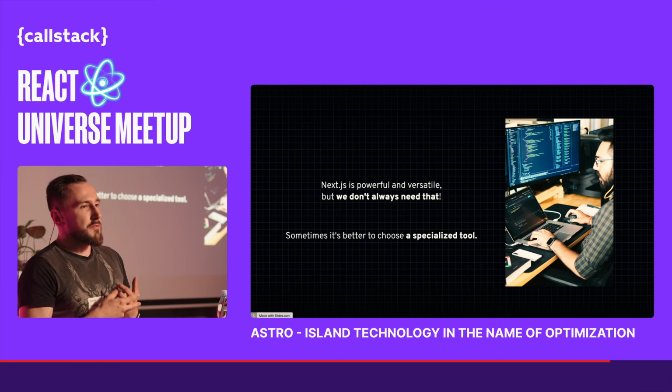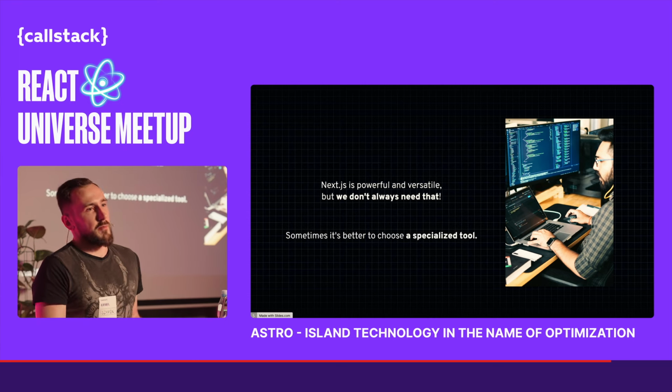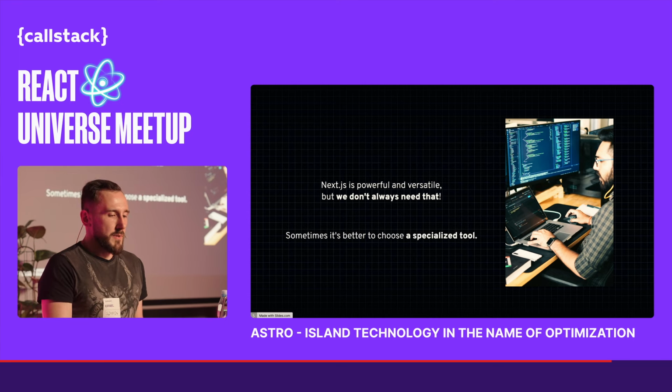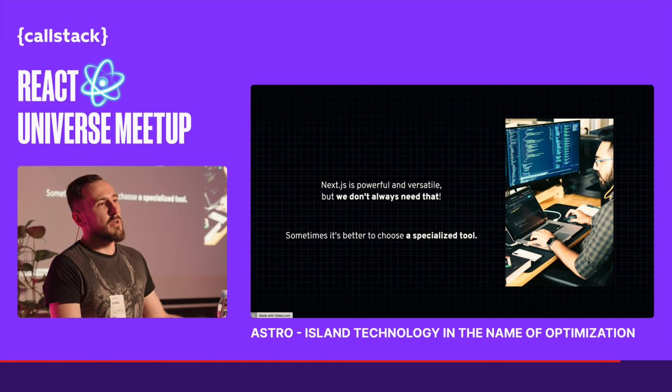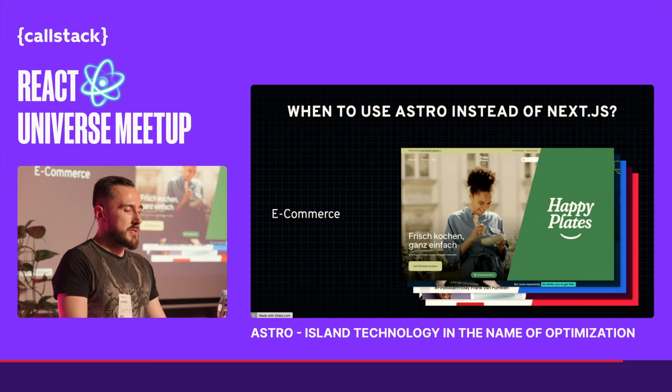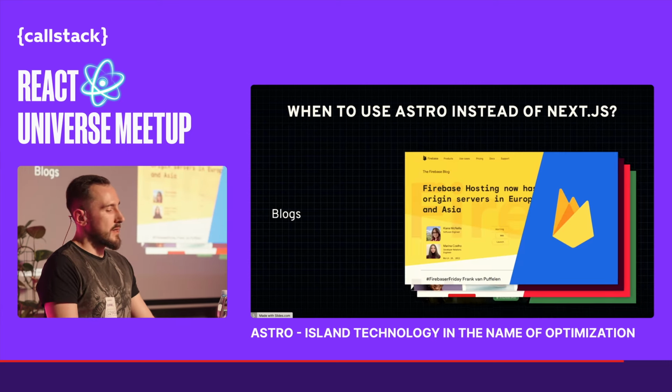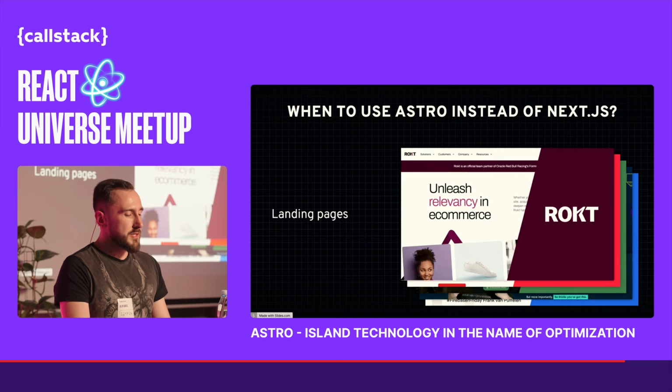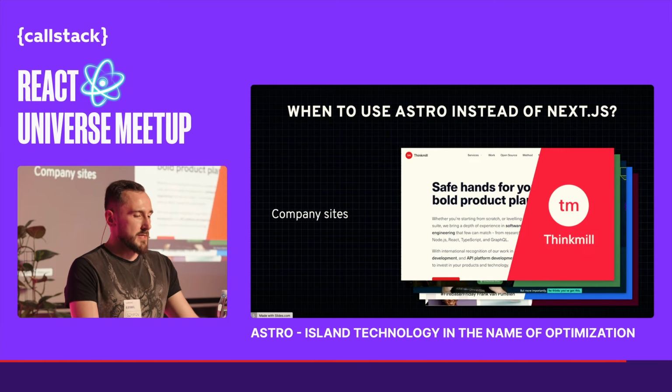I want to emphasize one thing. Next.js is a good framework, but it's a versatile framework and you have to pay for that. You will pay with JavaScript being sent to the client. But sometimes we don't need such versatile tools. We need something specialized, something small, something to create this page and not send this enormous amount of JavaScript. So Astro will be best for e-commerce websites, for portfolios, for blogs, for landing pages, and for example, for company sites.